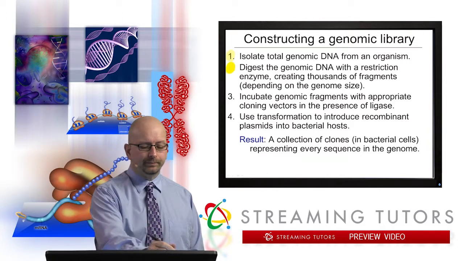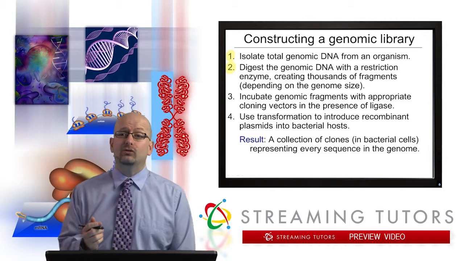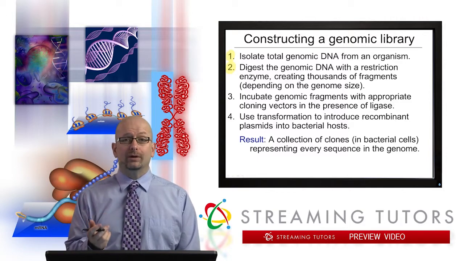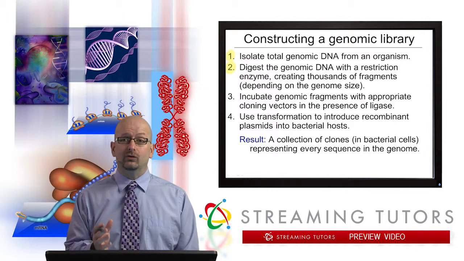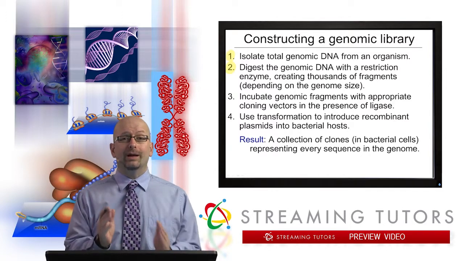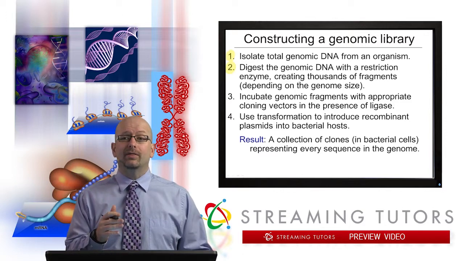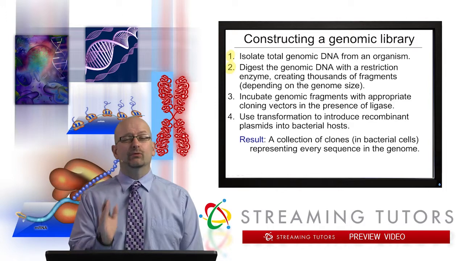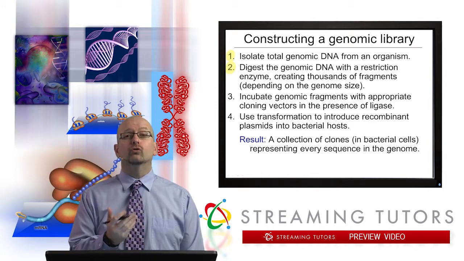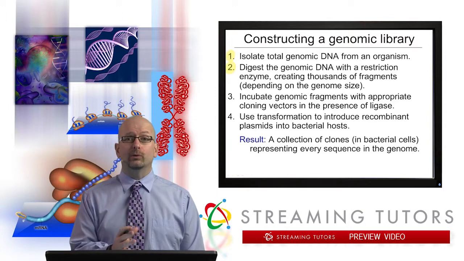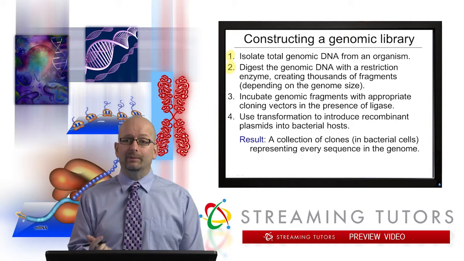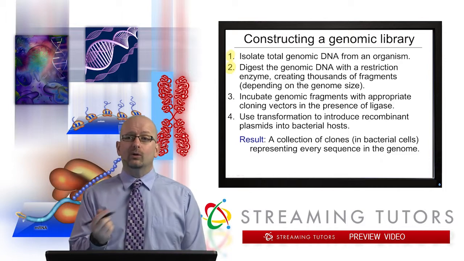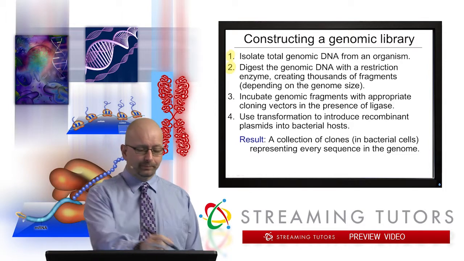Now in this case, you'd want to digest that genomic DNA with a restriction enzyme. It doesn't particularly matter which one in this case, but what you can imagine that would do is create literally thousands, if not more, fragments, depending on the size of the genome and the frequency of a particular restriction enzyme recognition site. In fact, you can use those variables if you want to have more or fewer fragments. And then, so you've got all these different fragments.